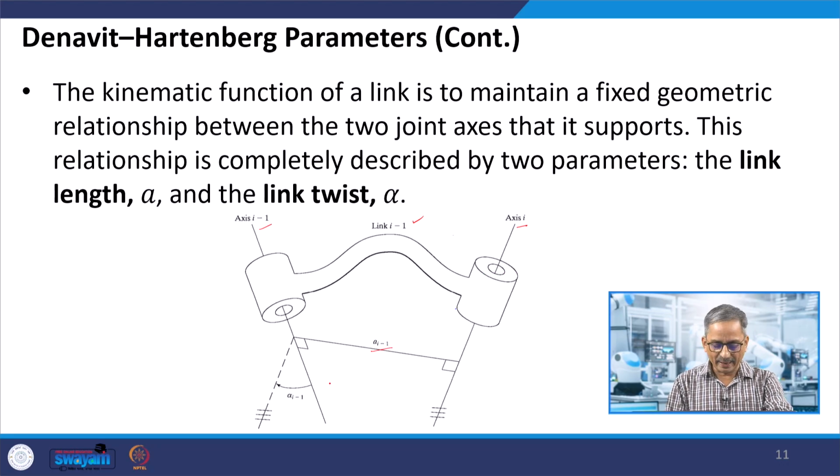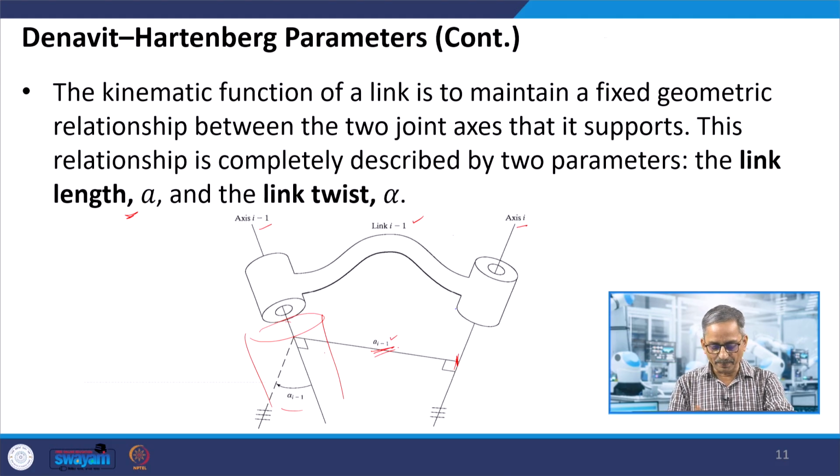Another way of defining this a i minus 1 is that suppose I have a cylinder of variable radius. If I increase the radius of that variable cylinder, say at axis i minus 1, the place where it touches the axis i, that is what we call a i minus 1. So, that is how we define the link length.